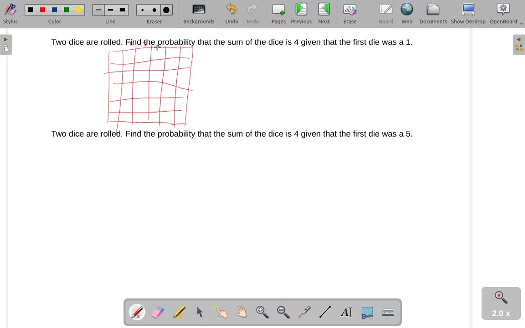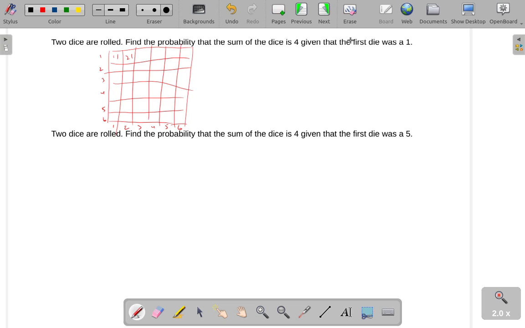1, 2, 3. I can't read that. Let me write it down here. 1, 2, 3, 4, 5, 6 for the first die, and 1, 2, 3, 4, 5, 6 for the second die. So again, this would be getting a 1, then a 1. This would be getting a 2, then a 1, and so on.